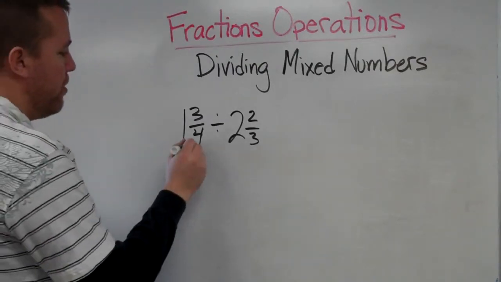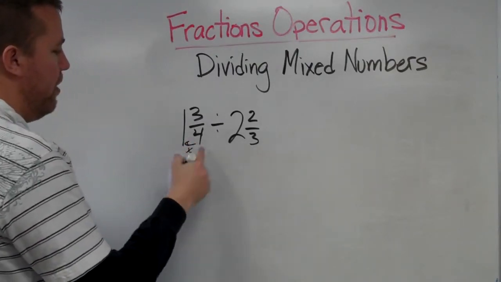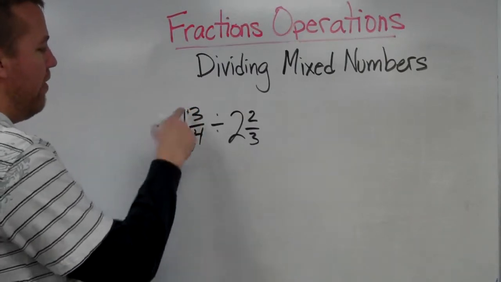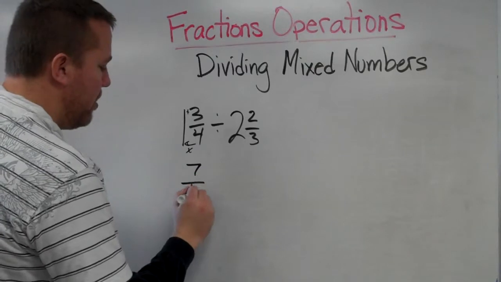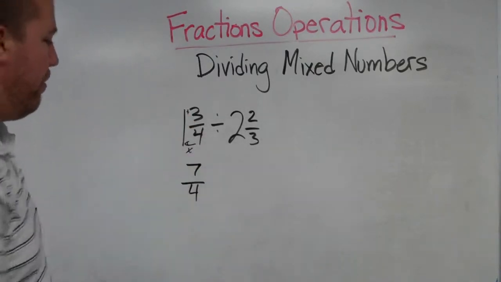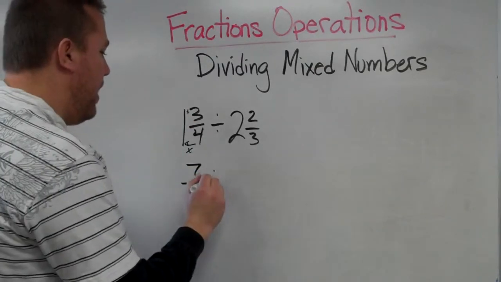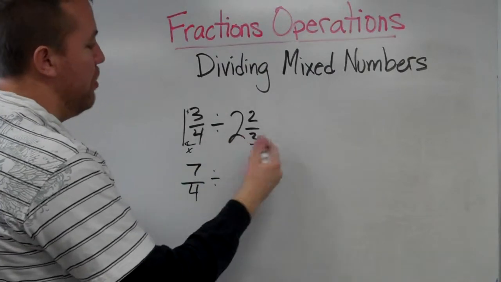Okay, 1 3/4. So I'm going to multiply that way, and then I add this way. 4 times 1 is 4, plus 3 is 7, and we're still talking fourths. So 1 whole 3/4 is 7/4. And I have this divided by, well, 2 2/3.